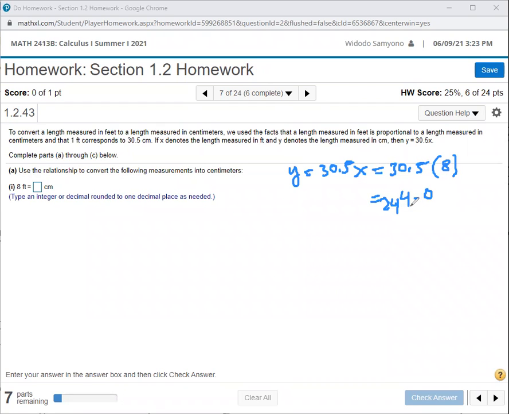0.5 times 8 is 4.0, right? And then 0 times 8 is 0, 0 plus 4 is 4, okay? And then 3 times 8 is 24. So this will be the answer for part I.